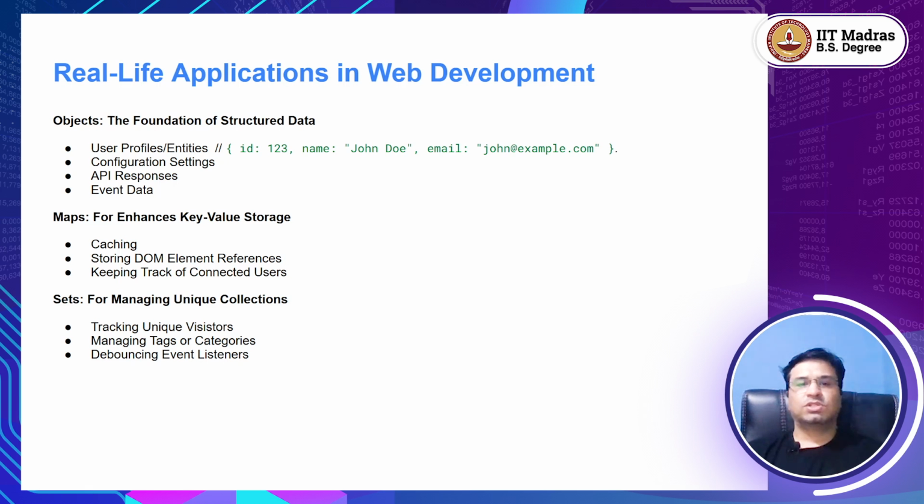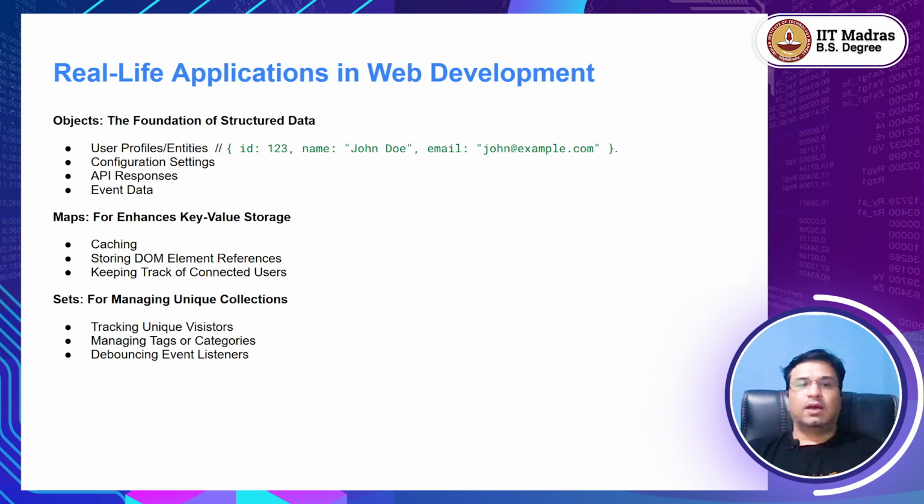API responses: most of the time, JSON data received from APIs is parsed into JavaScript objects. Event data: when an event occurs, like a click or key press, the event object contains properties about the event.